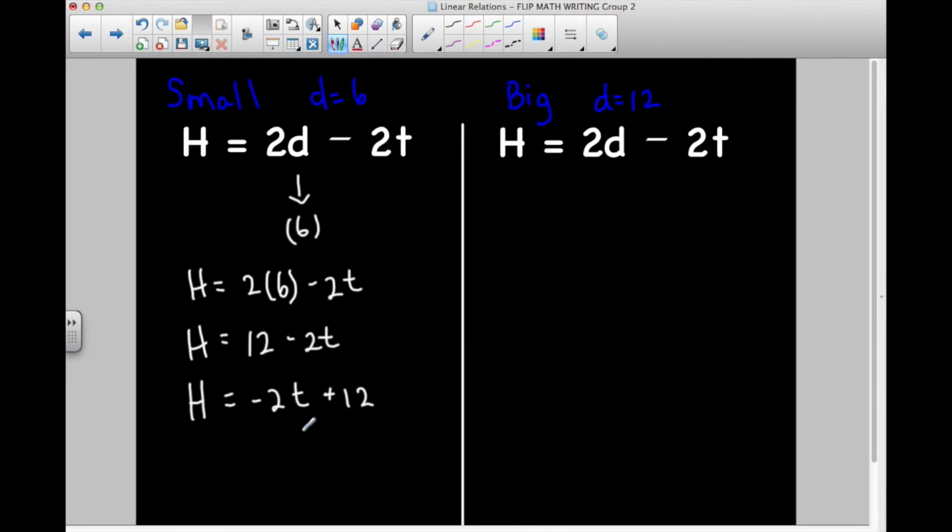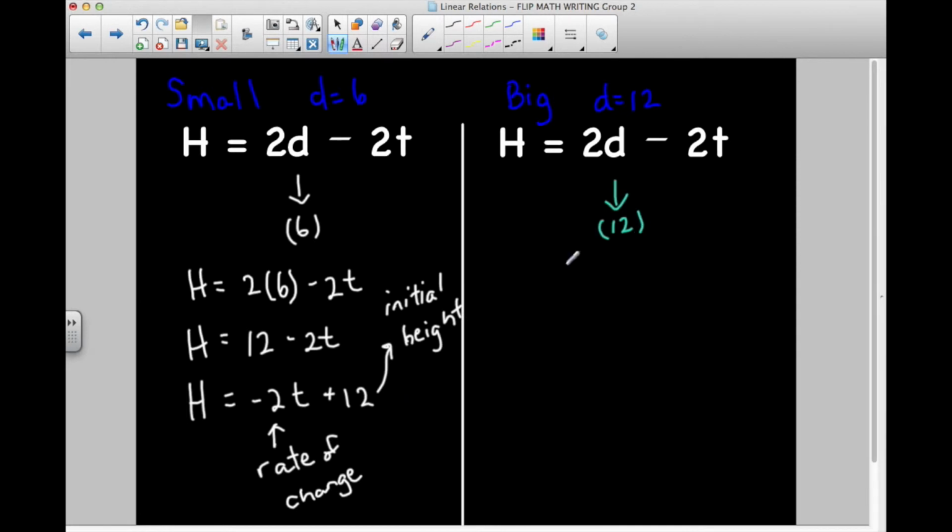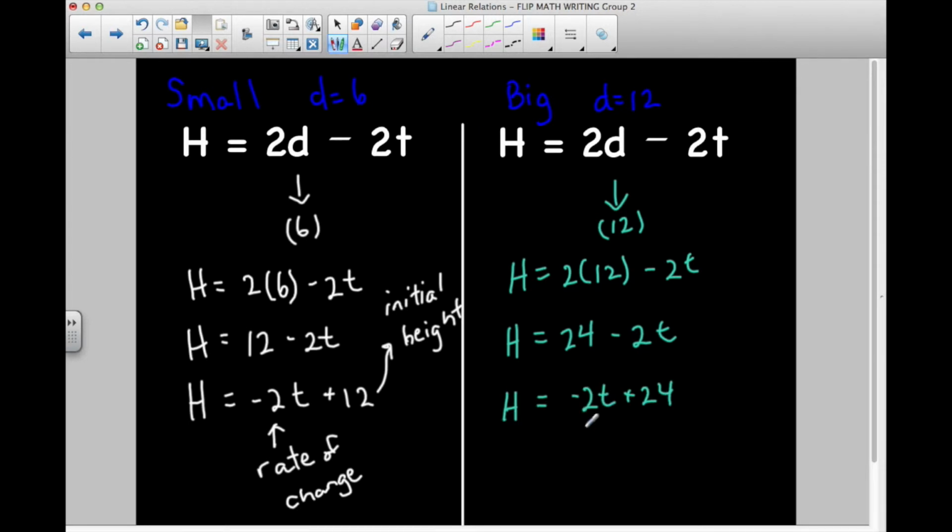And then it's really easy to see that our rate of change is equal to minus 2, and our initial height is equal to 12. For the bigger candle, our diameter was 12. So I can make my substitution in brackets, and I get the equation h equals 2 times 12 minus 2t. h equals 2 times 12 is 24, minus 2t. h equals minus 2t plus 24, where our rate of change is equal to minus 2, and our initial height for the big candle is 24 centimeters.